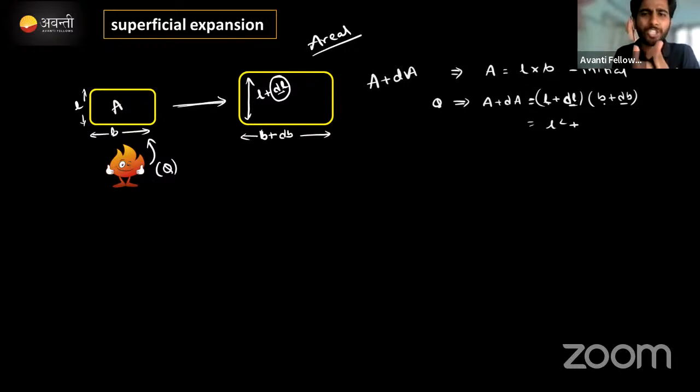DL means it is very small value. DB also very small value. If you're going to multiply DL into DB means it will give much smaller value than DL and DB. That's why we are going to neglect these terms. Okay, then here we will get DL square only you will write.